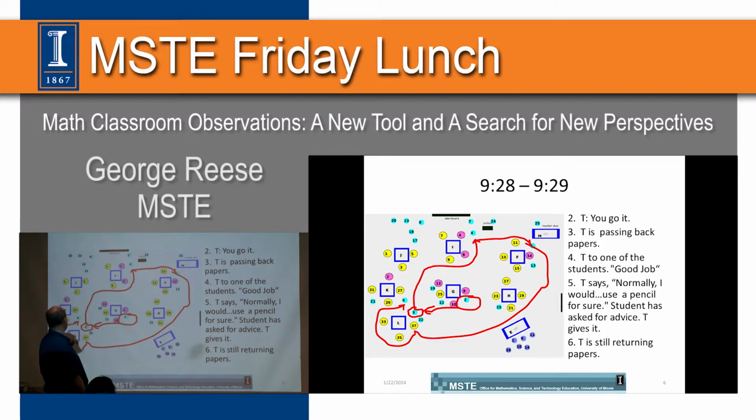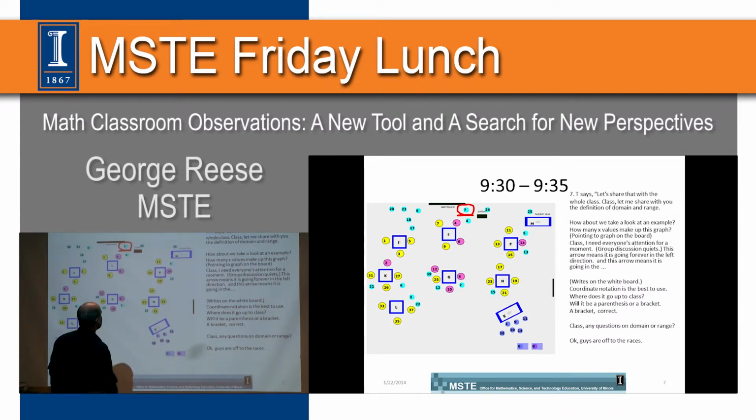And so he's moving from 2 to 3. He's passing back a paper, goes to 4, looks at this group, says, good job. Goes to 5, comes all the way, let's see, where's 5? Oh, I think I crossed it off there. Over here and says, normally I would use a pencil for sure. Students ask for advice on something, teacher gives it. And then teacher's returning papers again over here.